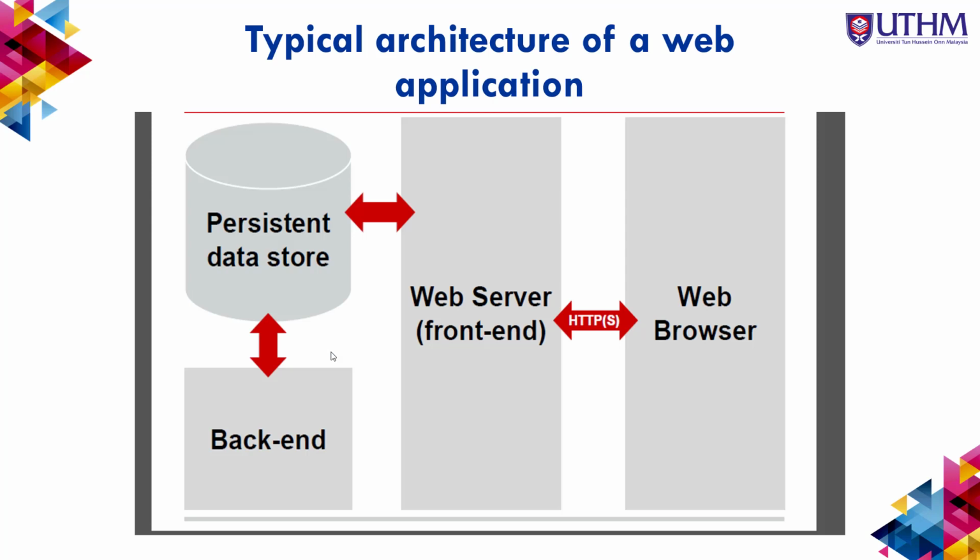So this is actually the typical architecture of the web application. This is the back end, the persistent data store. Normally, as you know, when you are using XAMPP, we have PHP, we have the Apache web server, and we have the MySQL database. So the MySQL database serves as the persistent data store, that's why the icon is like this. And then we have the front end of the web server and then the web browser. The web browser is normally the client, and this part is normally the server.